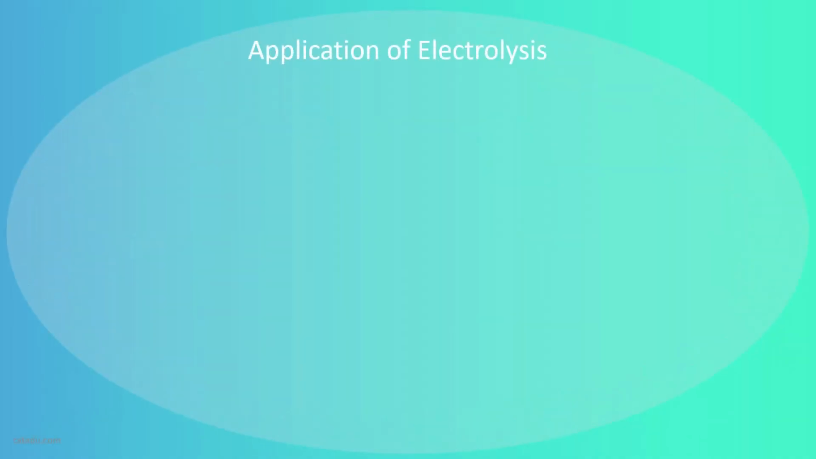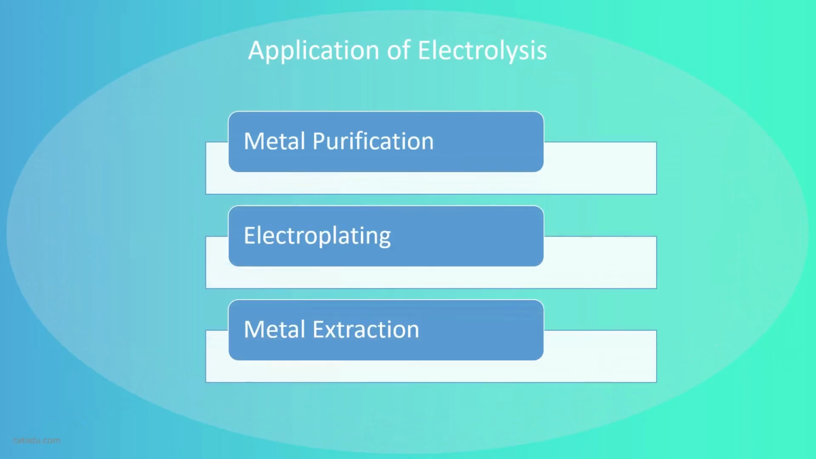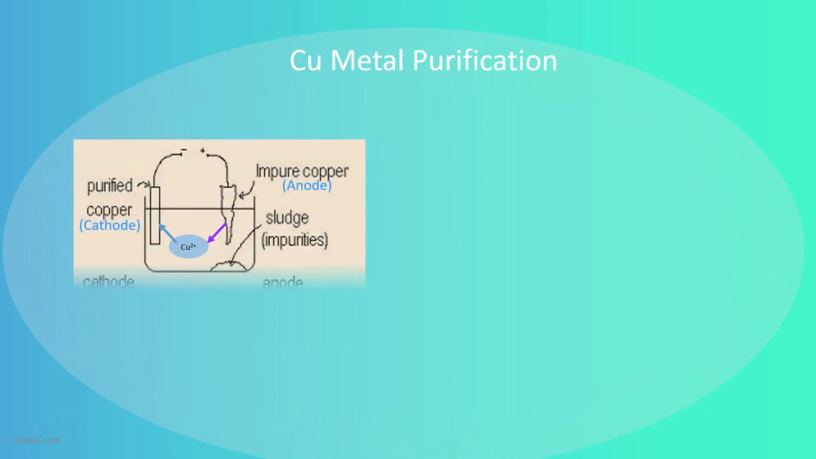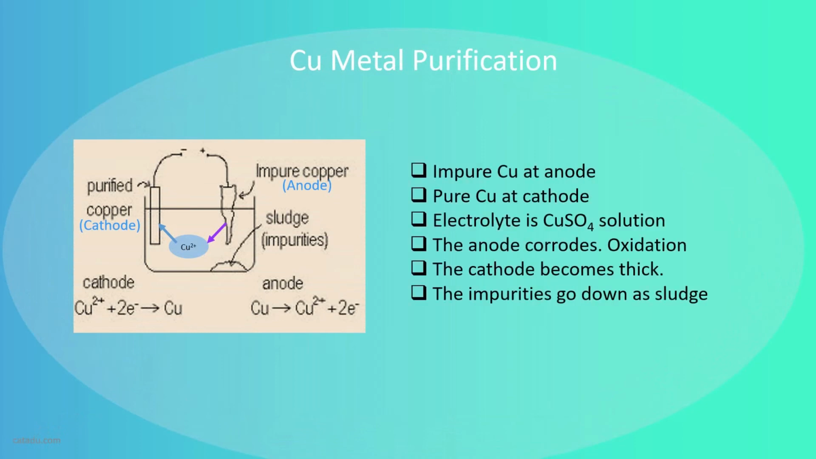Applications of electrolysis: metal purification, electroplating, metal extraction. The first one, copper metal purification. Impure copper is at the anode, pure copper at the cathode. The metal which we want to make pure, we have to use as the anode. The electrolyte is copper sulfate. The anode corrodes, that is oxidation, so copper ions are coming from the anode. The cathode becomes thick as copper ions deposit there. The impurities go down as sludge. This way we can make a metal pure.